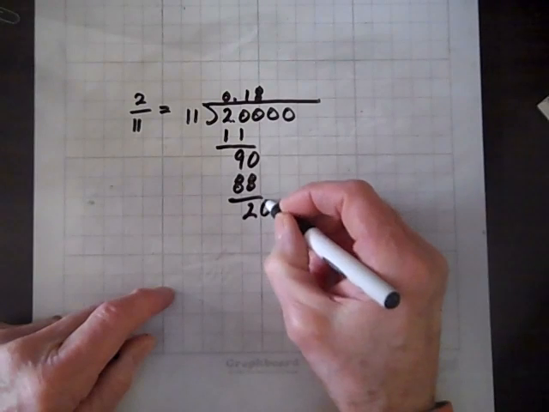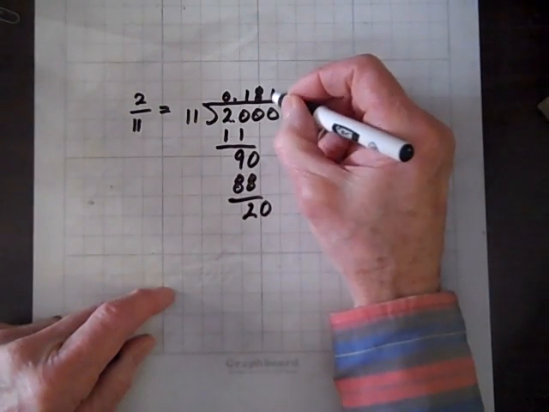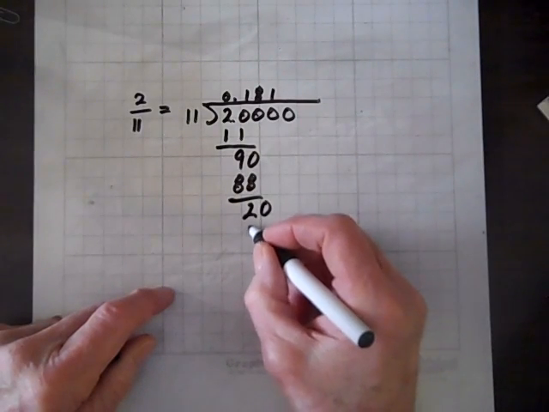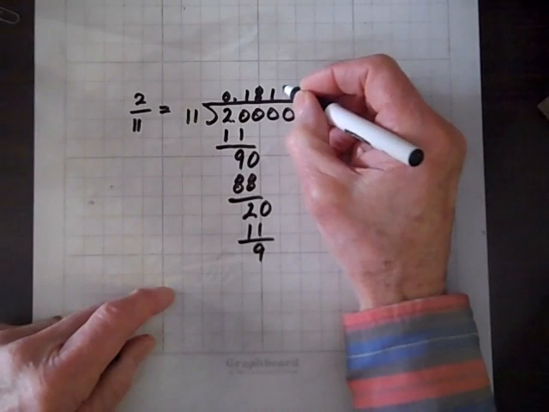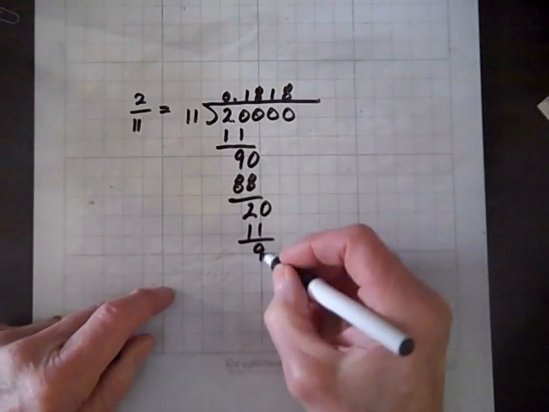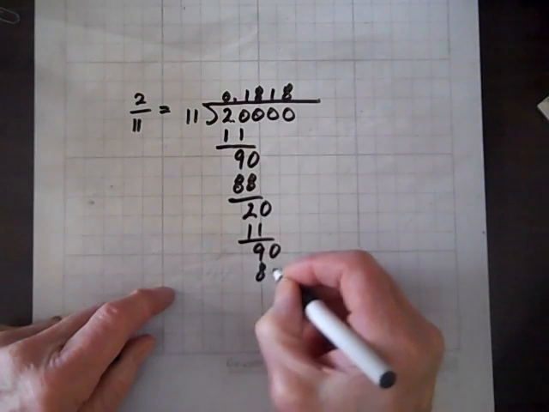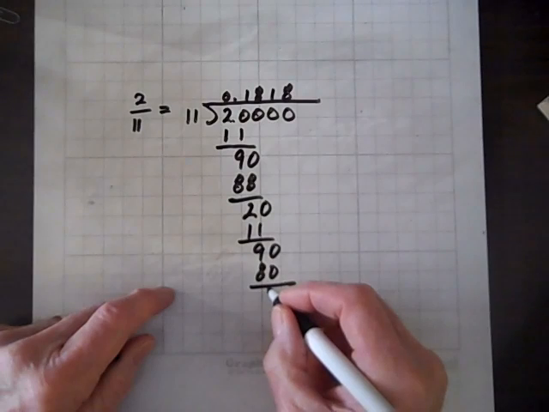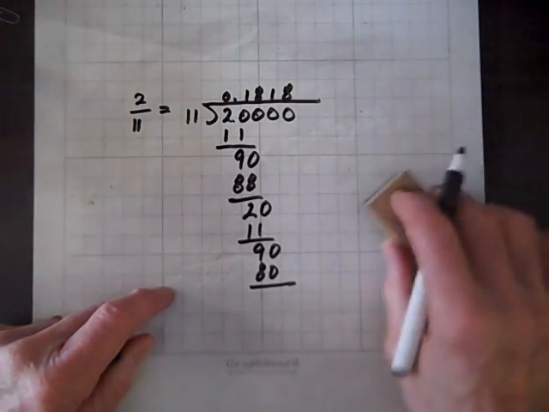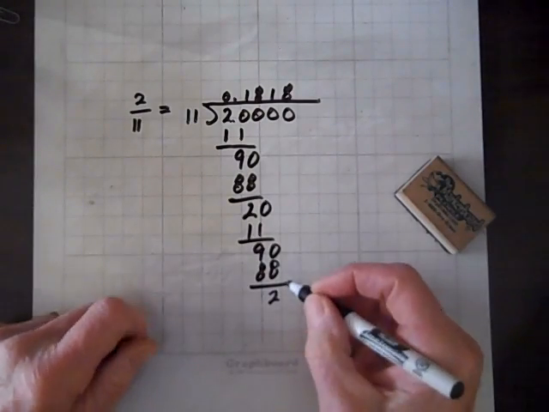And so we'll bring down a 0. And we'll multiply by 1 again. And we get 11, and the difference is 9, as you well know. And then we multiply by 8. Oh, bring down a 0 first. Multiply it by 8, and we get an 88. And so this is a repeating situation. 88. There we go. And we get a 2, and so on.